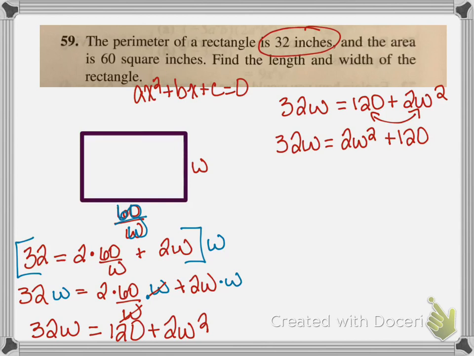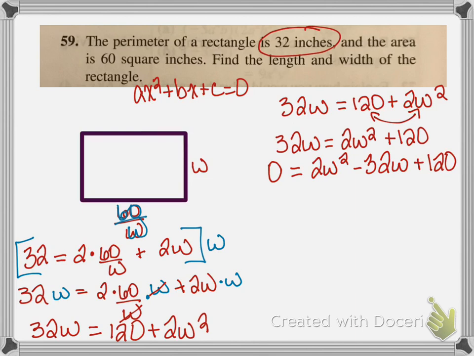Okay, now I'm going to subtract 32W from both sides. So I have 0 equals 2W squared minus 32W plus 120. Okay, so I have put it in standard form set equal to 0.